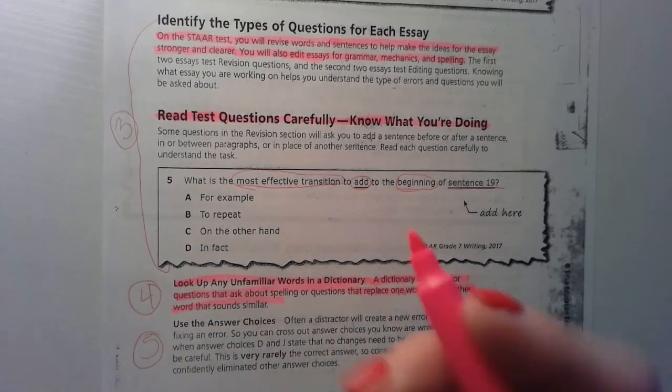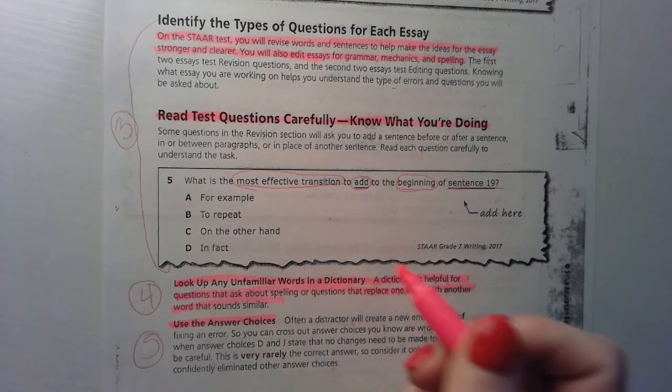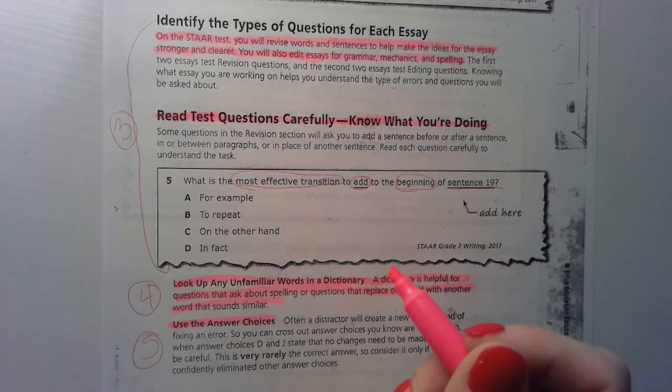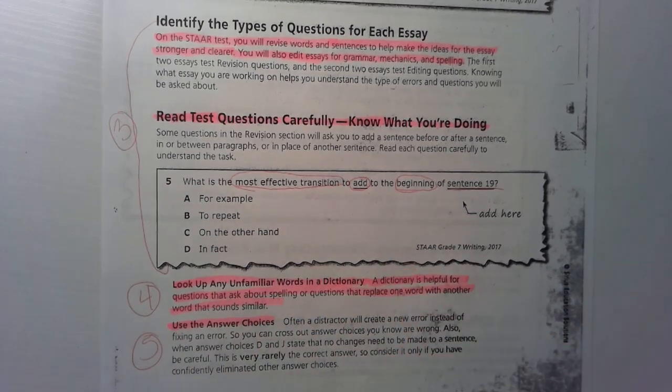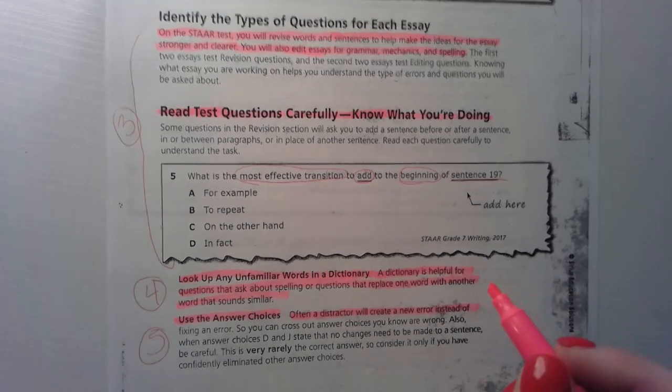All right, step 5. Use the answer choices to guide you. Gosh, sometimes they can totally guide you in the right direction. And sometimes you wonder, like, did they mean to put that there? Because they just told me the answer in this other part of the test. You always think you got away with something. So, use the answer choices. Often a distractor, all right, will create a new error instead of fixing the error.